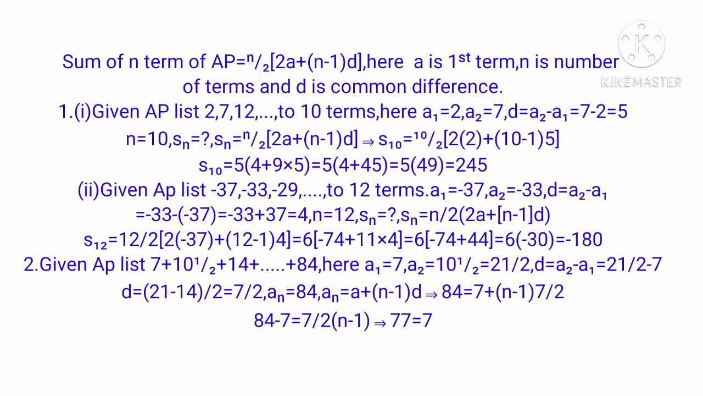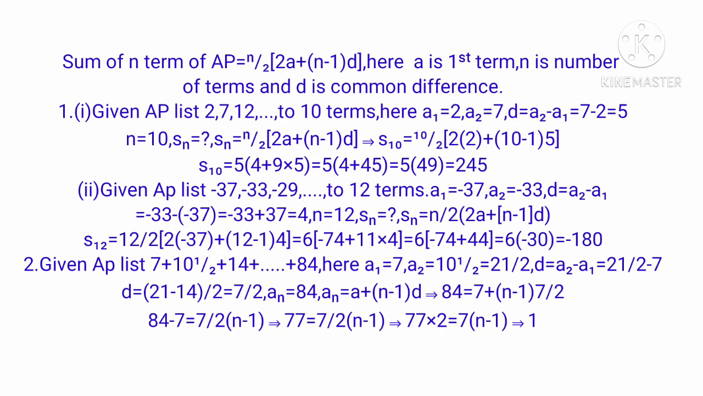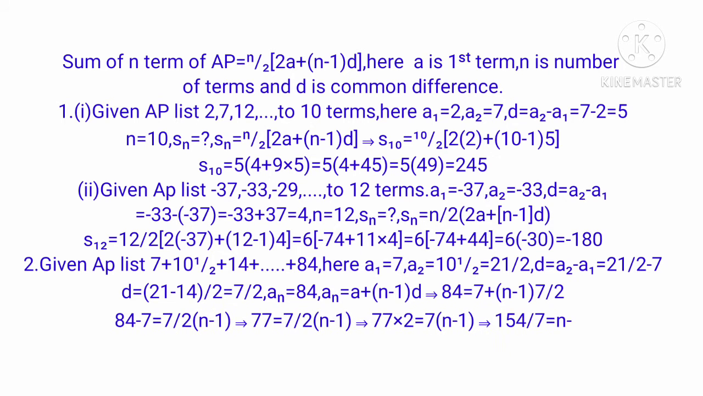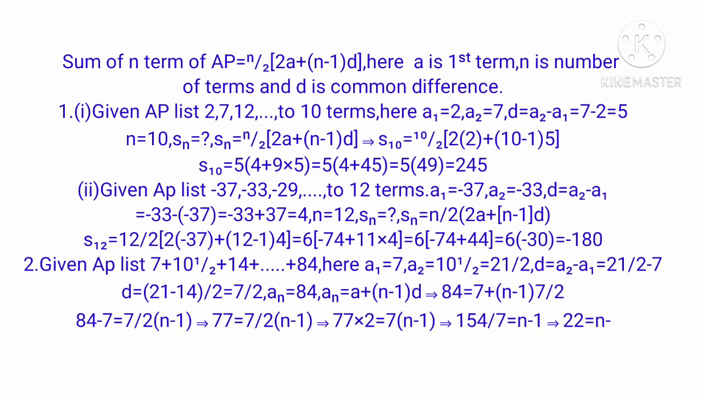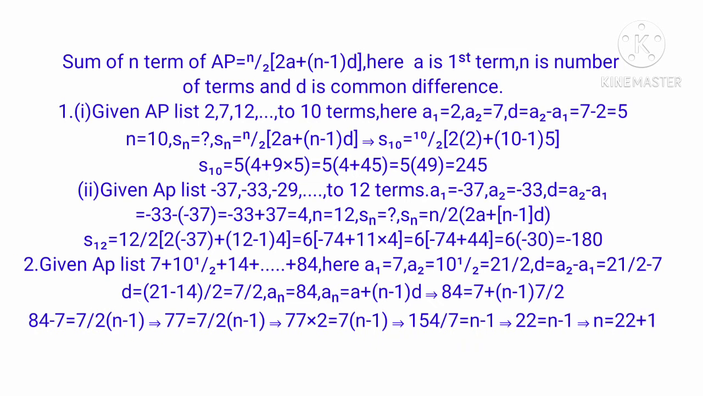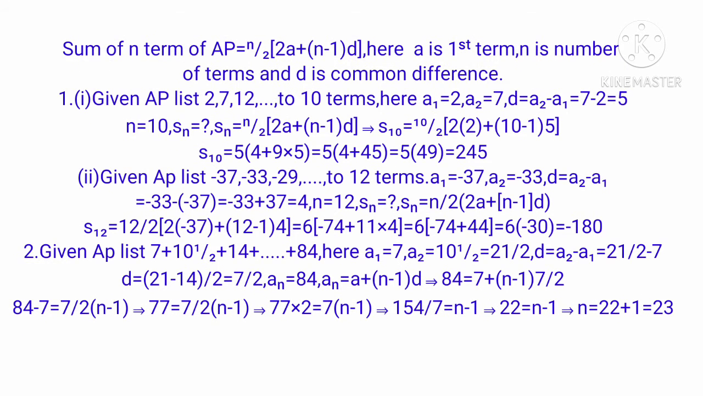84 minus 7 is equal to 7 by 2 into (n minus 1), implies 77 is equal to 7 by 2 into (n minus 1), implies 77 into 2 is equal to 7 into (n minus 1). 154 by 7 is equal to n minus 1, implies 22 is equal to n minus 1, implies n is equal to 22 plus 1, that is equal to 23. a is 7, an is 84, and n is equal to 23.